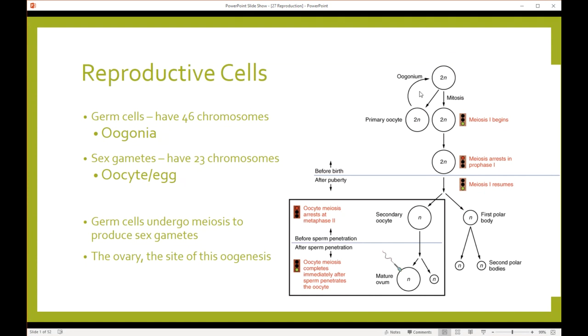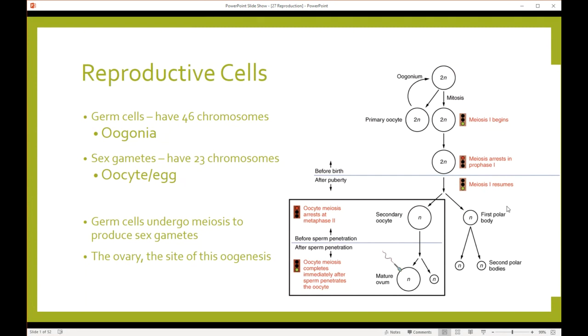Okay, and then these cells are going to undergo mitosis. Those oogonium cells are going to undergo mitosis, and when they do that, some of them remain oogonium, and then some of them are going to be primary oocytes. And this is when meiosis 1 is going to begin. Okay. Now, before birth, as you can see, meiosis actually stops in prophase 1. Okay, prophase 1. That's the first step of meiosis.